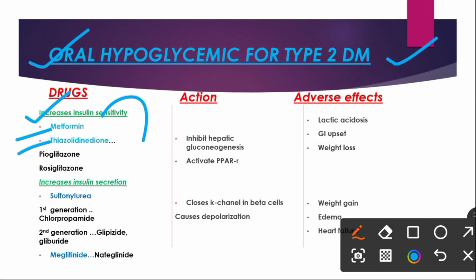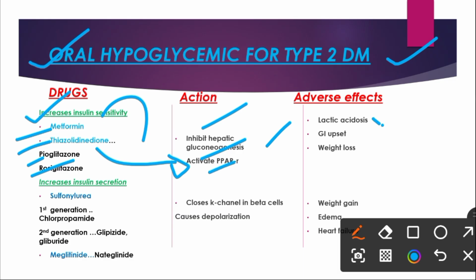Second one is the thiazolidinediones. They include pioglitazone and the rosiglitazone. So these drugs cause increase in the insulin sensitivity to the tissue. They also inhibit the hepatic gluconeogenesis so that no new glucose is produced. And the thiazolidinediones, they cause activation of peroxisome proliferator-activated receptor and cause increase in the insulin sensitivity.